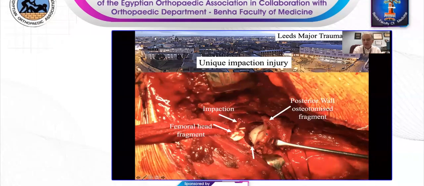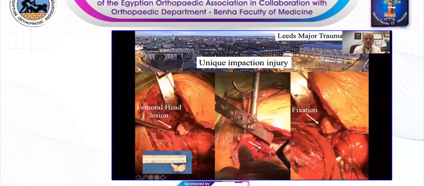This is the cartilage of the posterior wall. You can see here the femoral head fragment, and this is the lesion on the femoral head. And right here, the central impaction injury of the socket of the acetabulum. So in the first instance, the fragment from the femoral head was reduced, as you can see here, and it was stabilized with two 2mm screws.